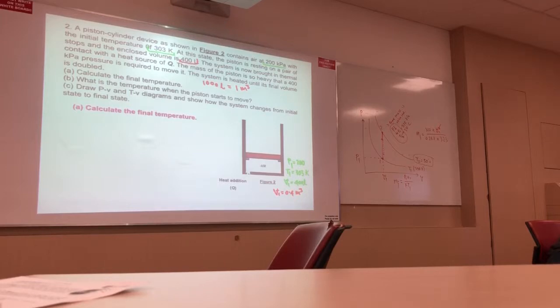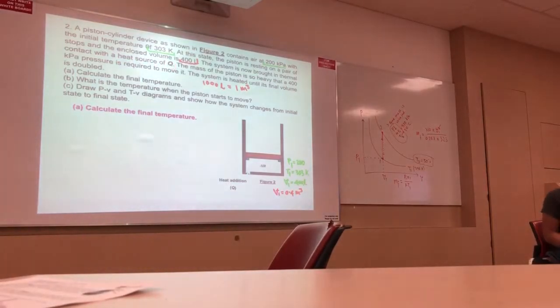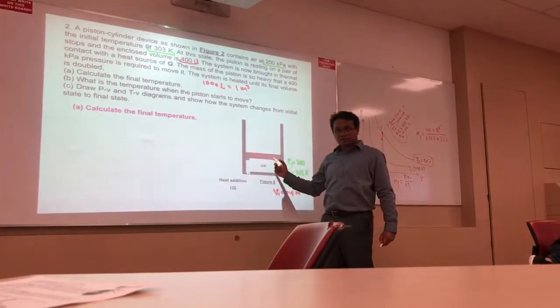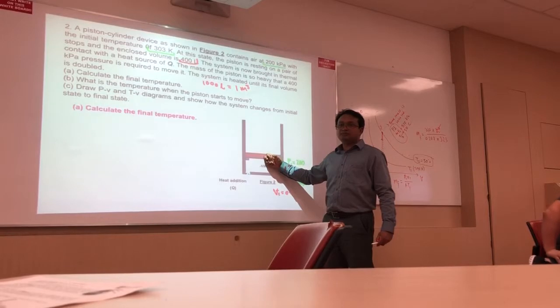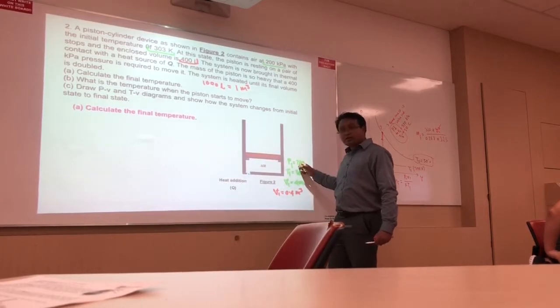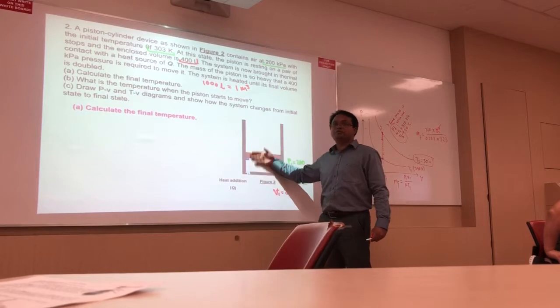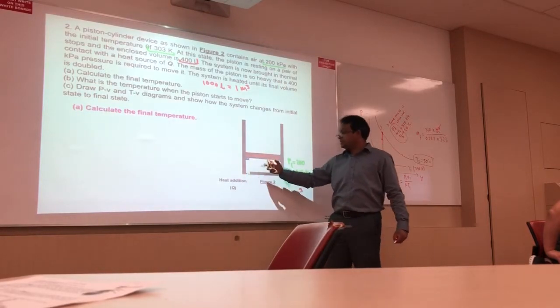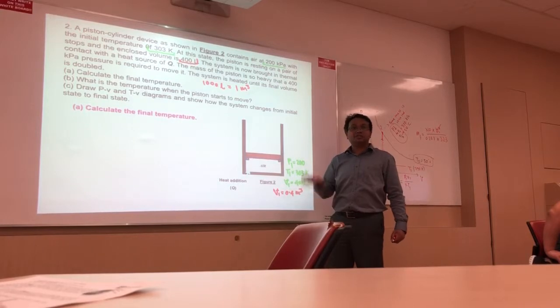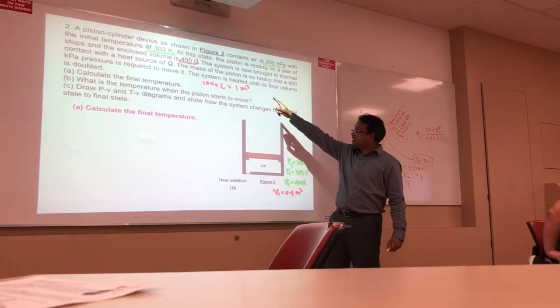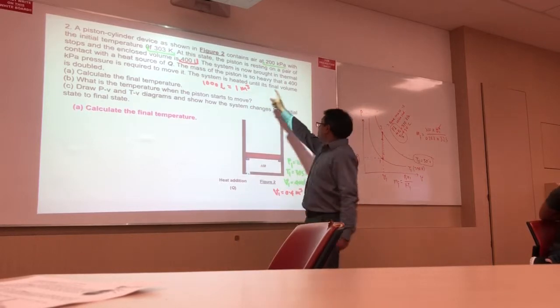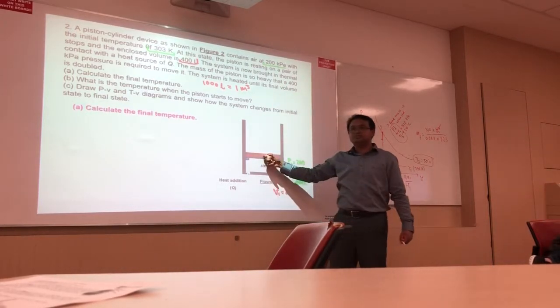Okay, secondly, the system is now brought in thermal contact with the heat source Q. That means some heat is applied to the system. The mass of the piston is so heavy. Take a look. This piston is heavy, right? So the initial pressure of 200 kilopascal is not enough to move the piston. When you apply heat, the pressure and temperature build up initially. Then when the pressure becomes some number, 400 kilopascal, the piston moves.